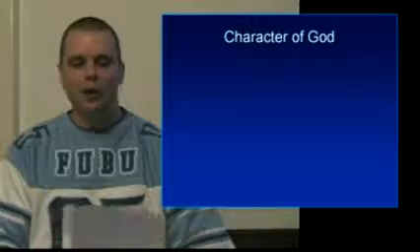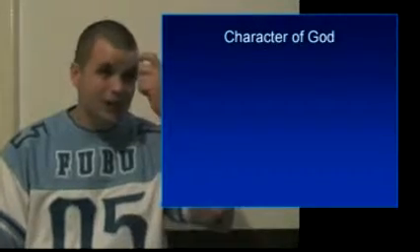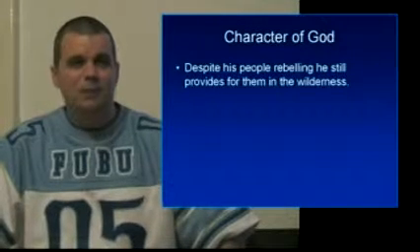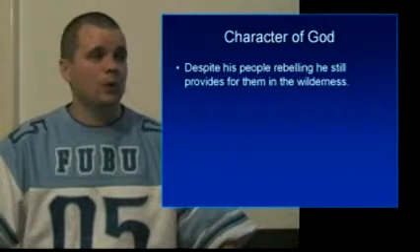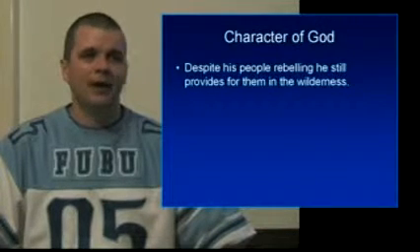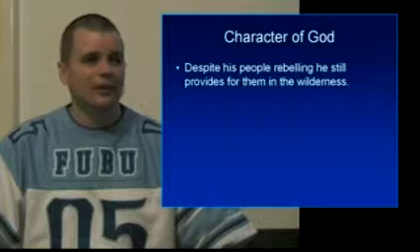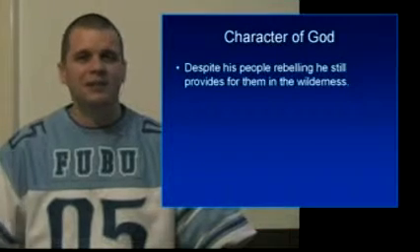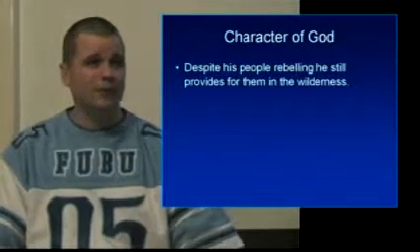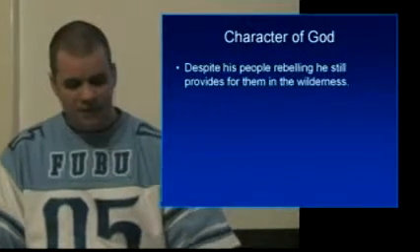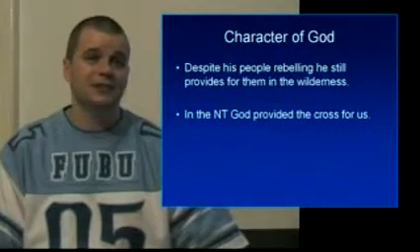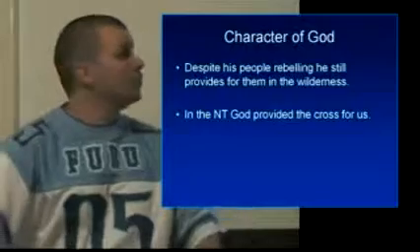Now, we also learn a lot about the character of God. We really do learn loads in Numbers. And you see that despite his people rebelling, he still provides for them in the wilderness. Here's a God who gives food to people that moan about the food. They moan about bread, so he gives them meat. He still keeps providing for them all the time. Even though he has to punish them at times, he provides for them. And in the New Testament, God provided the cross for us. It's the same God in the Old and New Testament.